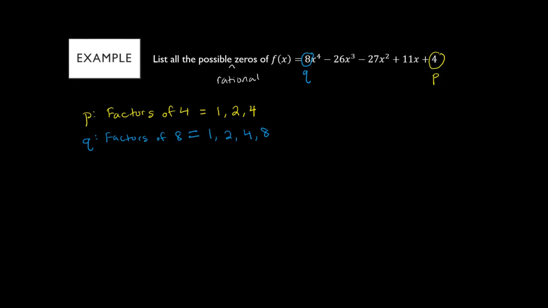So what I do is I basically make a table. In the upper left corner, I put my label P over Q, and I put a plus or minus to remind myself that the number could be positive or negative. And then I write all my P's on top.